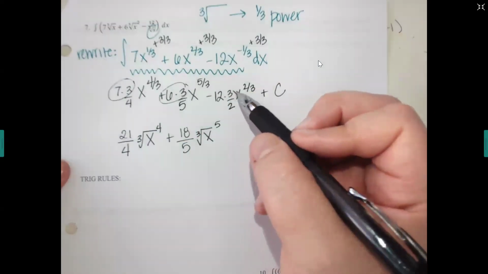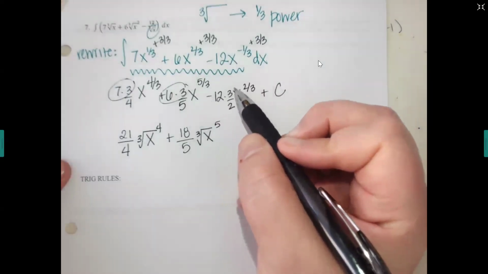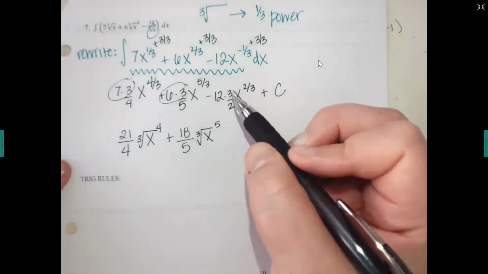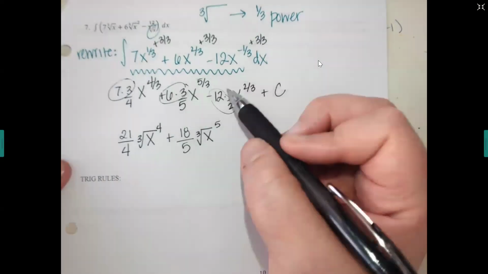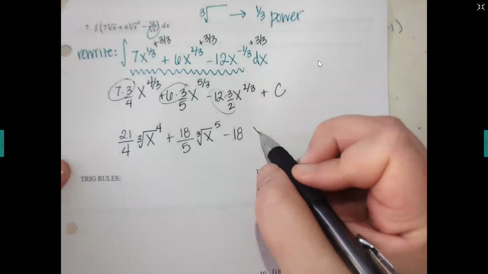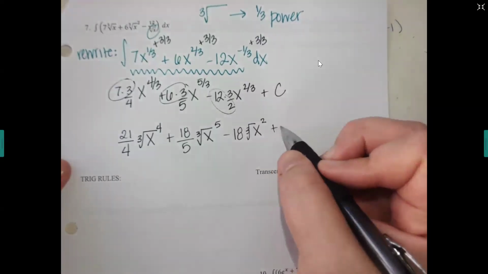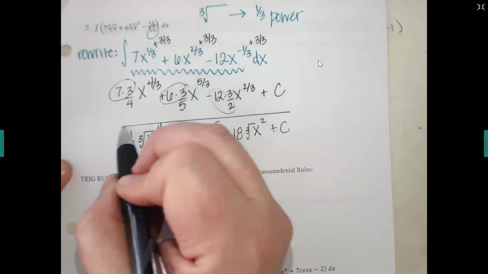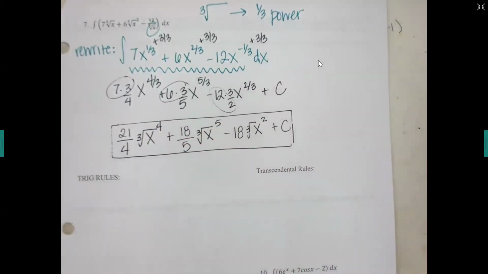For this one, remember you can choose the order. You can do 12 times 3 and divide by 2, or you could divide the 12 and the 2, which gives you 6 times 3, and you get 18. Power of 2, cubic root there, plus C. Okie dokie.